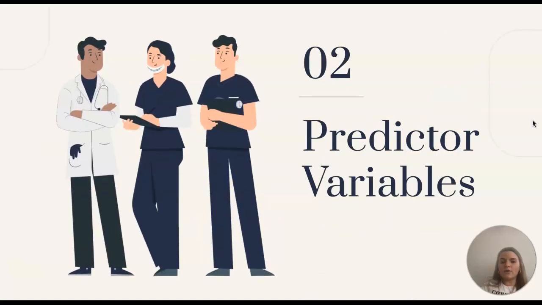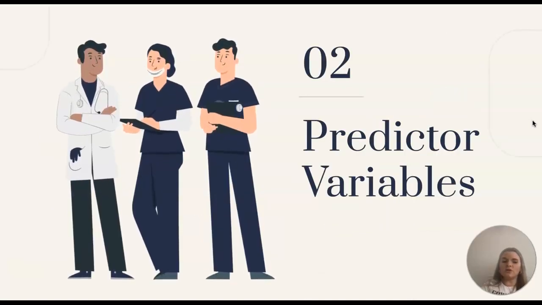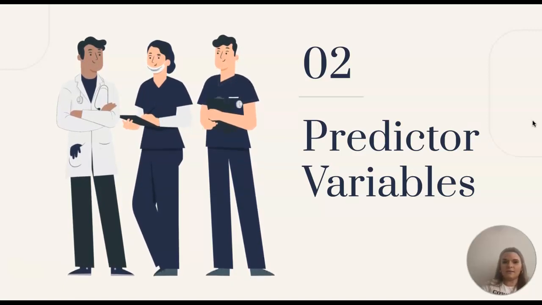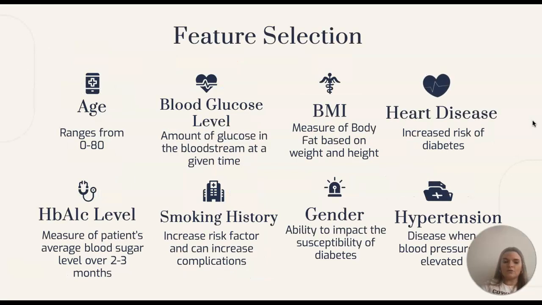The next thing we're going to go over is the predictor variables I chose that I think will best predict if the patient has diabetes. So just to go over, the first one is age. In this data set, it ranges from 0 to 80, so there is about 100,000 patients that we're going to be looking at. Another one is the blood glucose level. It's the amount of glucose in the bloodstream at any given time. Next one is BMI. It is the measure of body fat based on weight and height.